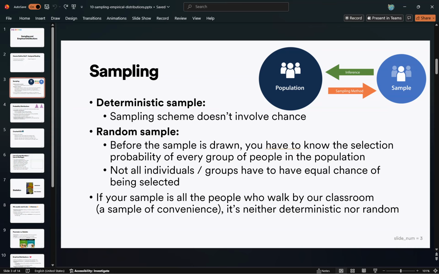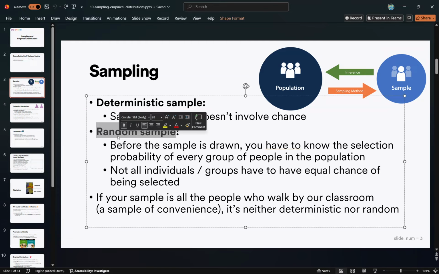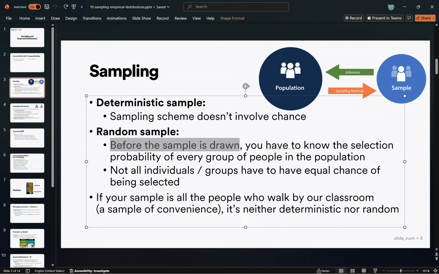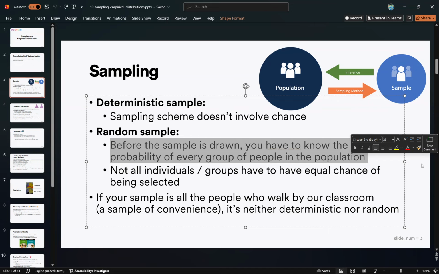I hope that I've motivated that a random sample is one where there is chance. It doesn't have to be perfectly random, but that's kind of the best one. There are some weird requirements for a random sample too. Before you draw your sample, you also have to know the probability of all the groups.